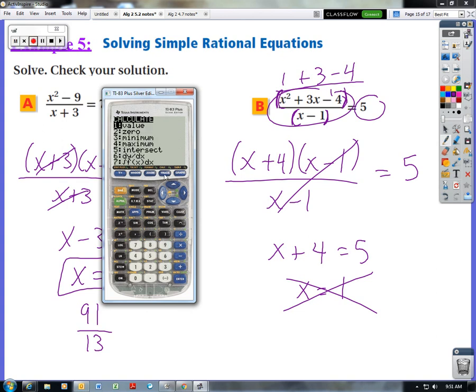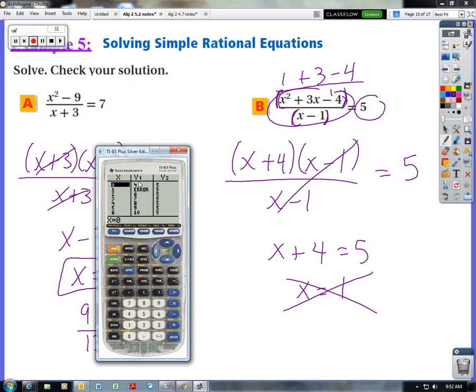Second trace, intersect, enter, enter, enter. And there's an intersection at 1, 5. But the problem is, this original function is not defined at 1. It's called a hole. There's actually a hole there. And you can see it in the table right here. When x is 1, the first equation has an error. So you may not have anticipated that happening.